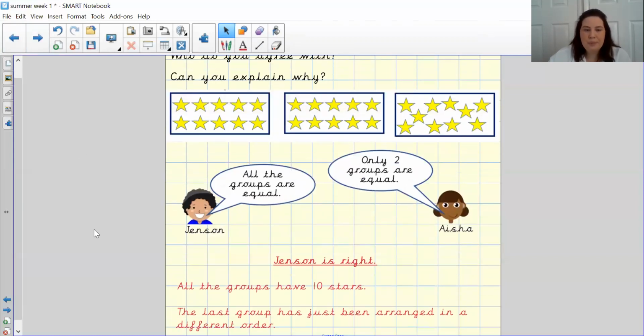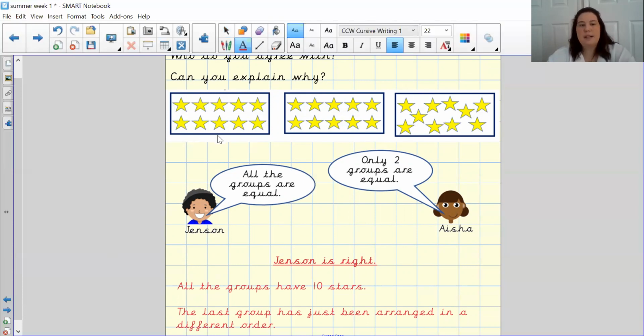So, first thing you have to do is you have to count how much is in each group. So I'm going to begin with looking at the first group. 1, 2, 3, 4, 5. Well, they're in rows of 5, so I can do 5 and 10, linking back to my skip counting that I did previously. So I know the first group has 10, and I know that they match. They look identical, the same. So I'm going to again write 10.